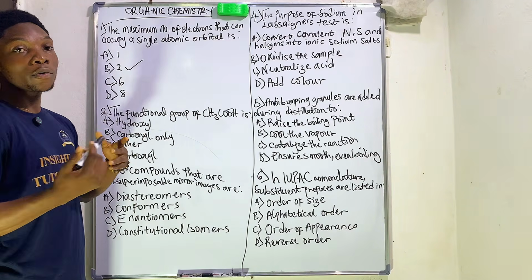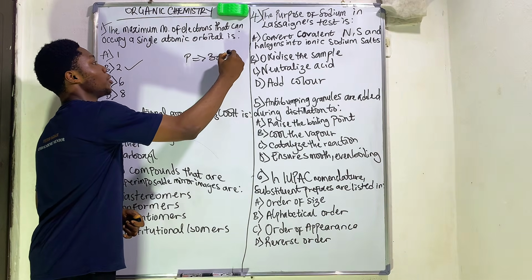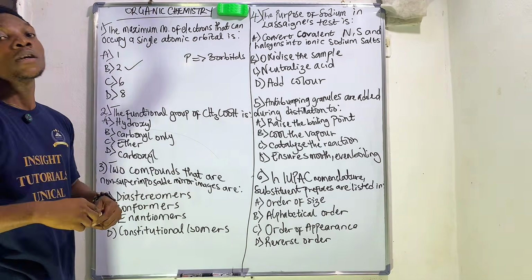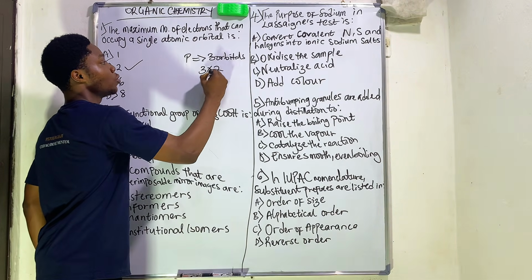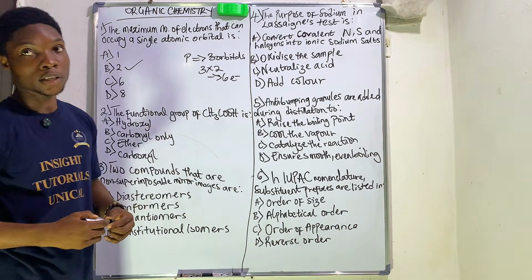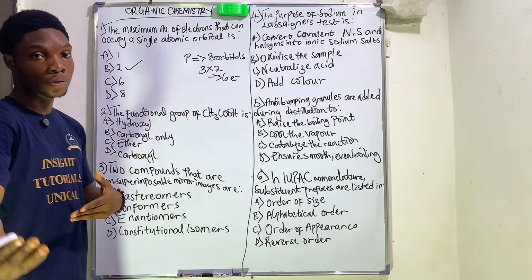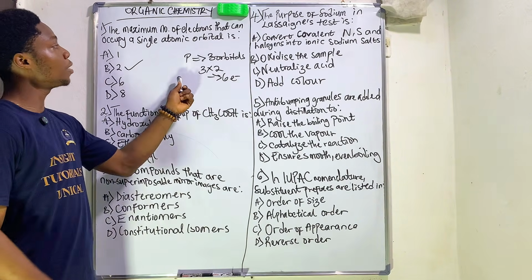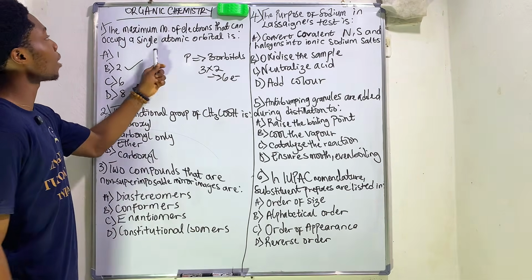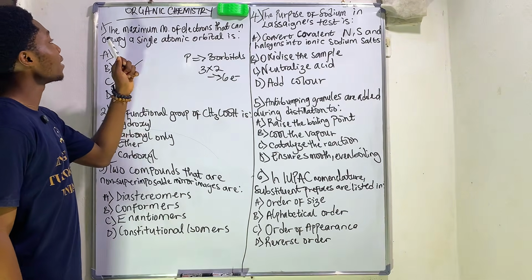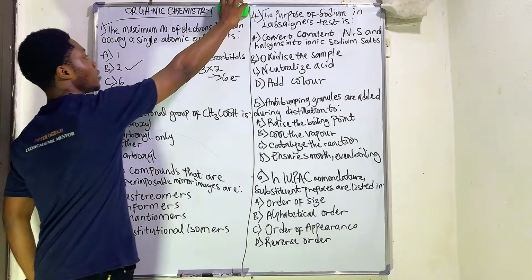Now, if you want to look at the p subshell, the p subshell has 3 orbitals. So that would mean that the maximum number of electrons the p subshell can occupy would be 3 times 2, which is 6 electrons. Reason being that one orbital can only occupy 2 electrons. So if it has 3 orbitals, together they will occupy 6 electrons. So the p subshell can occupy maximally 6 electrons. That's for option C. But the question is the maximum number of electrons that can occupy a single atomic orbital. According to the Pauli exclusion principle, it is 2. So B is our answer.